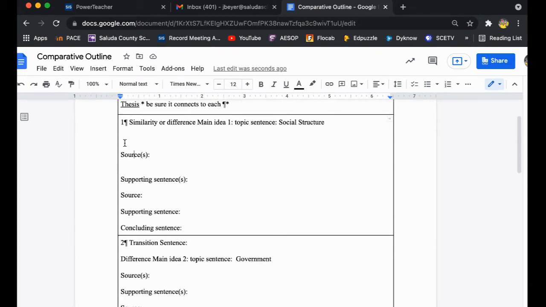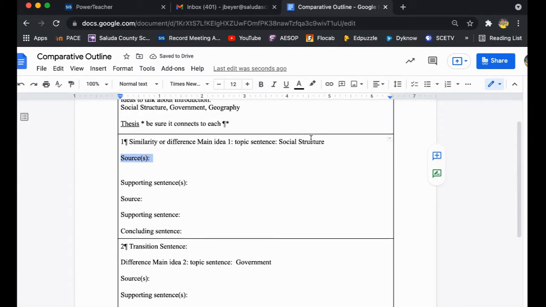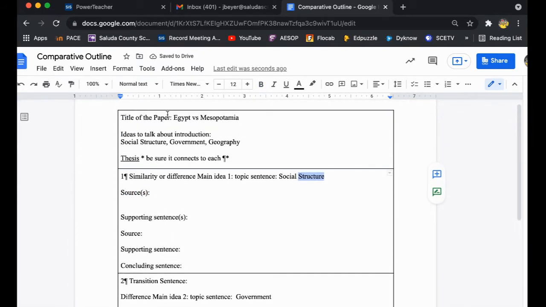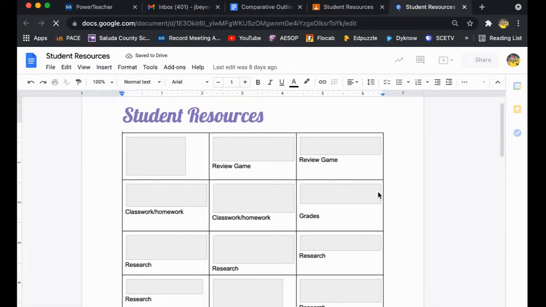So I want y'all to first look up sources relating to the main idea. But remember, we're looking at Egypt and Mesopotamia. Okay, so we're going to look for sources separately for Egypt and Mesopotamia. So maybe, so let's go to Google.